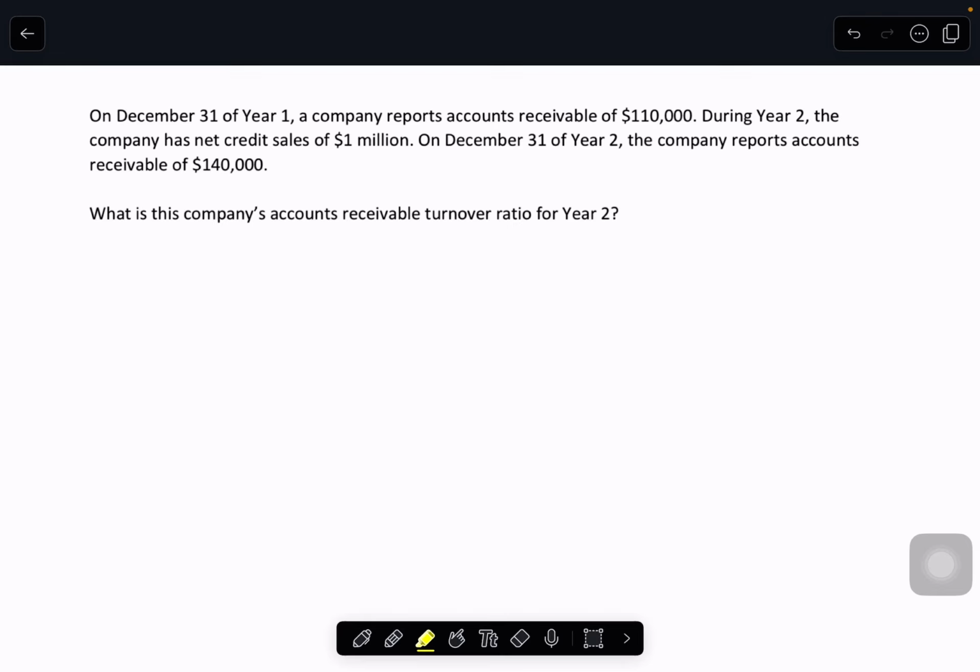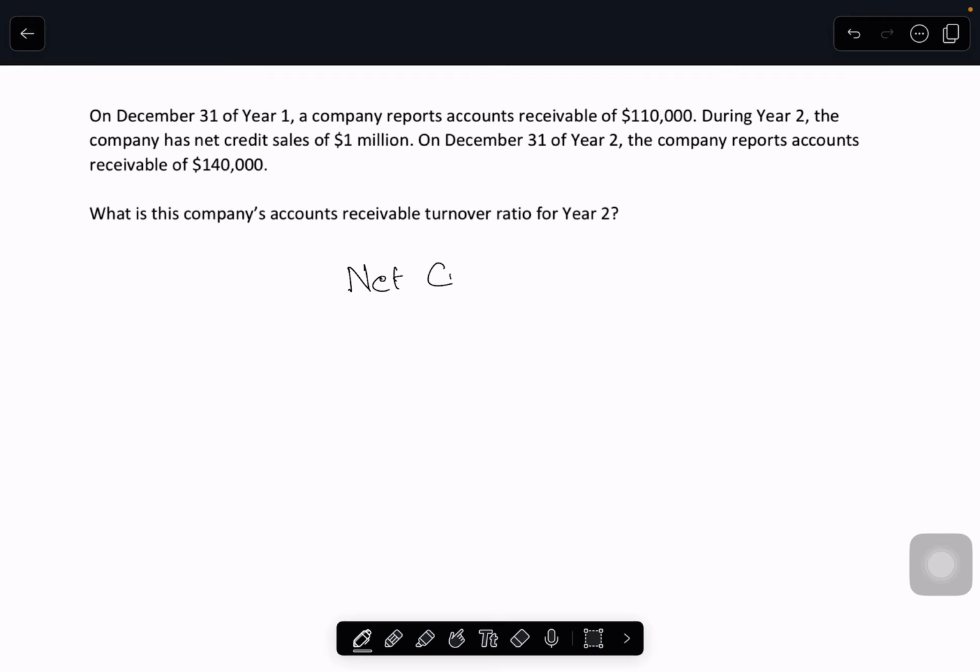Hello. So we're looking at a problem which talks about figuring out what the accounts receivable turnover ratio is. The accounts receivable turnover ratio is a pretty easy formula. It says that we should divide the net credit sales by the average accounts receivable. So I'll just quickly write that here.